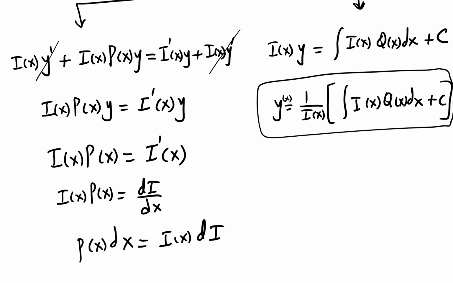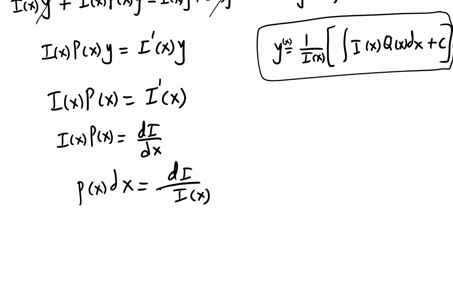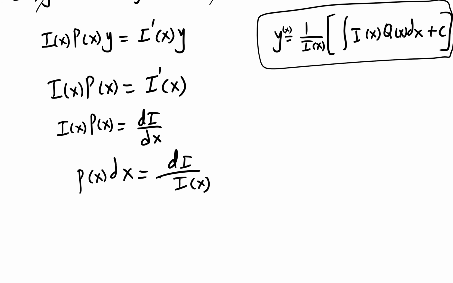Oh no, we need to bring it down, sorry. dI over I of x, or I of x, doesn't matter. Then we can integrate both sides. Let me put the I on this side. Integral of p of x dx.